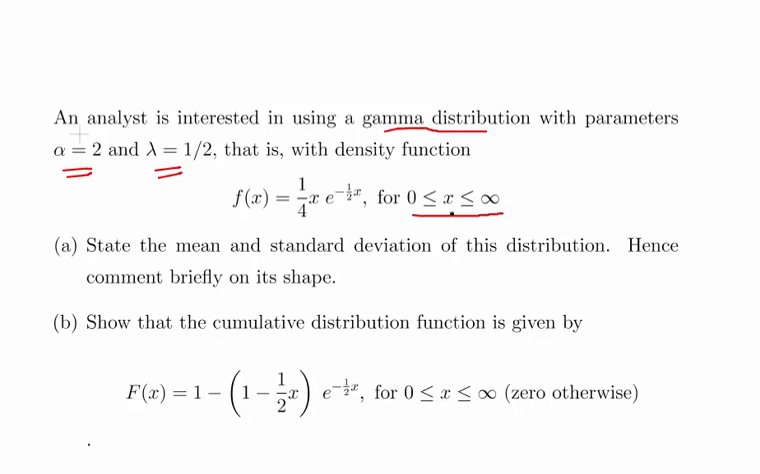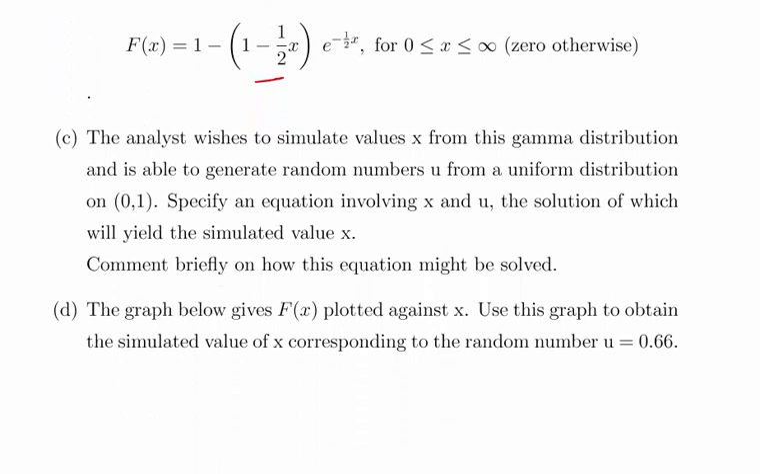Okay, so x is positive. State the mean and the standard deviation of the distribution and hence comment briefly on its shape. And then show that the cumulative distribution function is given by the following expression here. Capital F of x equals 1 minus, in brackets, 1 plus a half of x, times e to the minus x over 2, or minus 1 half of x. And again, for x between 0 and infinity, 0 otherwise for the probability density function, or the cumulative distribution function.